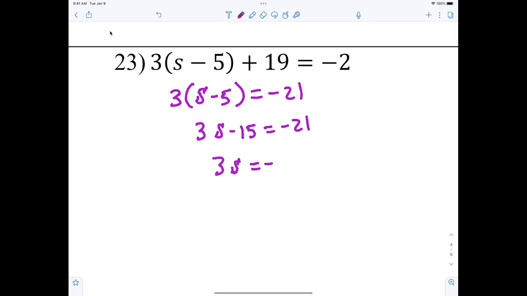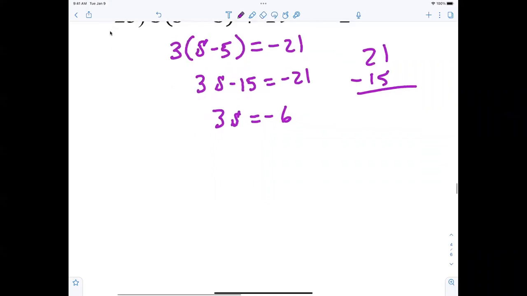Close. Negative. Well, look, if you're like, look, guys, 21 minus 15, what I used to do is just count up. 15 to 20 is how much? 5. 20 to 21 is 1. 5 plus 1, 6. That's honestly how my brain works. I don't ever do subtraction. I just count up. All right. So now we're at negative 6. Now what? s equals negative 2. Good.